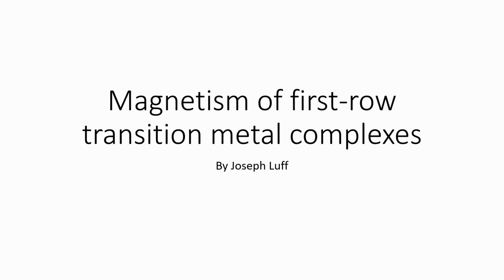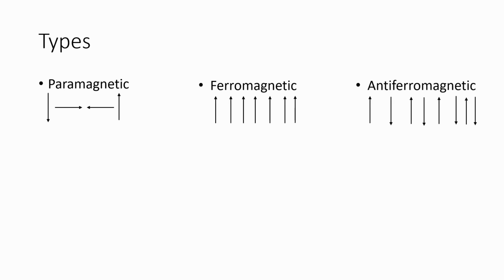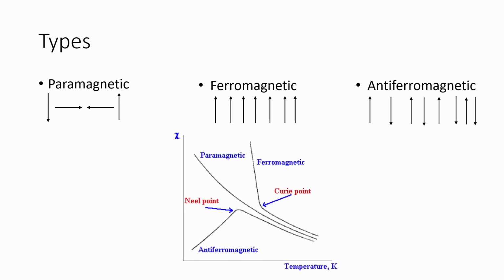Hello and welcome to this presentation on the magnetism of the first row transition metal complexes. There are three main types of magnetism for these first row transition metals. First is paramagnetic, second is ferromagnetic, and the third is anti-ferromagnetic. They all have different properties.